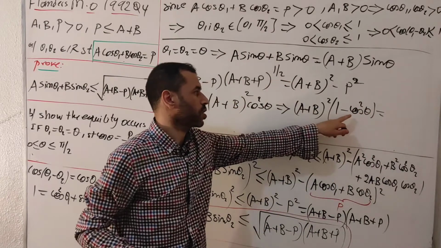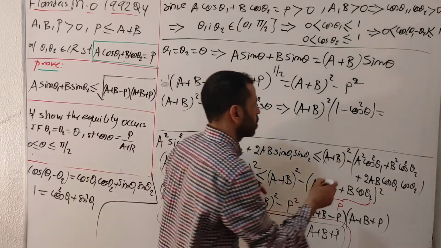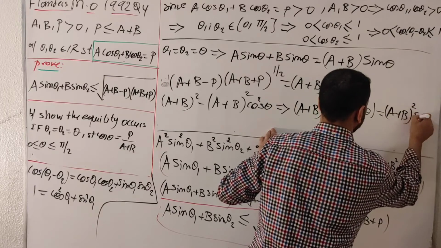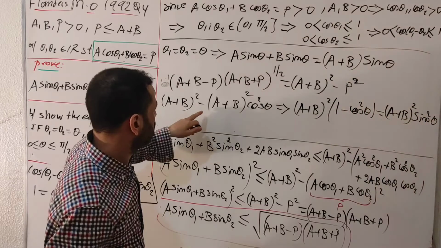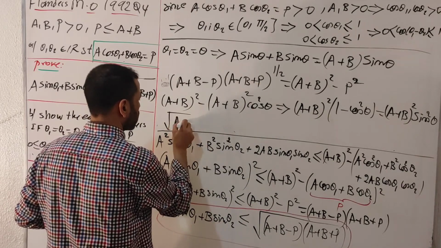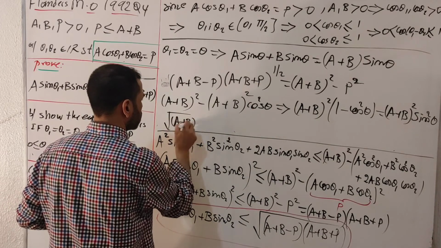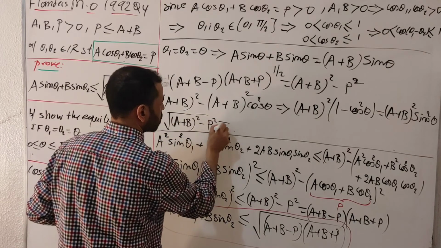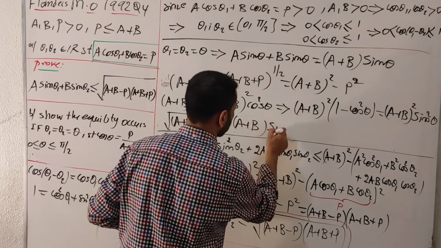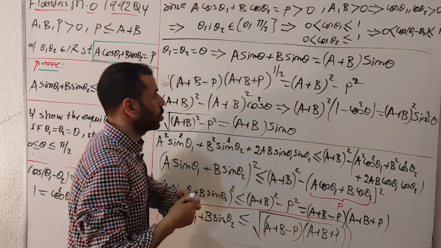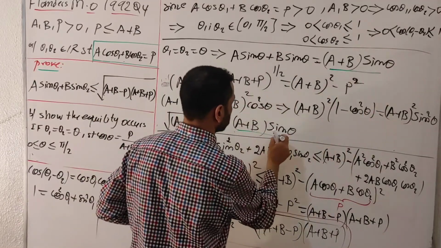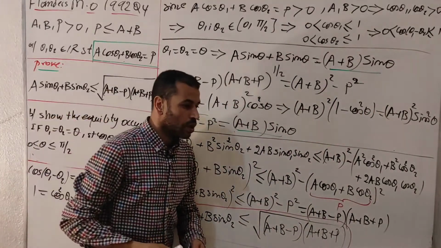We know 1 minus cosine square theta is the same as sine square theta. So we'll have A plus B quantity square sine square theta. I'm going to take the square root of this one as I have here. So we'll have the square root of capital A plus capital B quantity square minus P square giving us A plus B multiplied by sine theta. Now we have the equality. Now we have equality here. This one is the same as this one. Okay. Now we have done this problem.